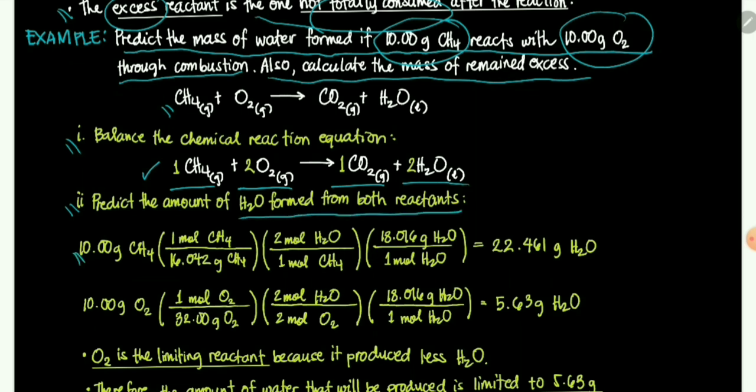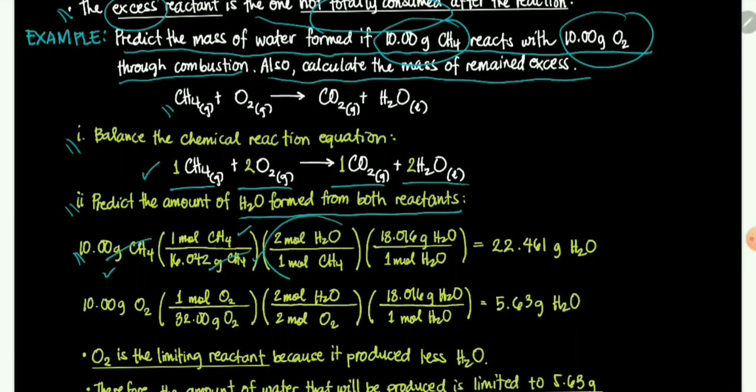Okay? So, for the next step, predict the amount of water formed from both reactants. So, pwede nating i-compute or i-predict yung amount ng water using both the given values of the reactant. So kapag sa CH4, 10 grams of CH4, okay, gawin natin number of moles by multiplying 1 mole of CH4 over 16.042 grams of CH4. So nasa baba yung grams, nasa itaas yung mole. Para ma-cancel yung grams, so we have the moles of CH4.